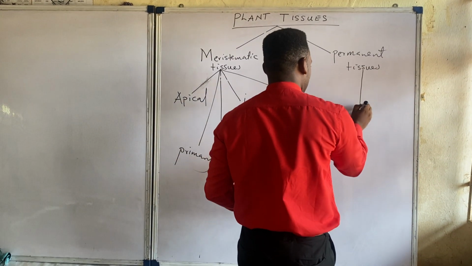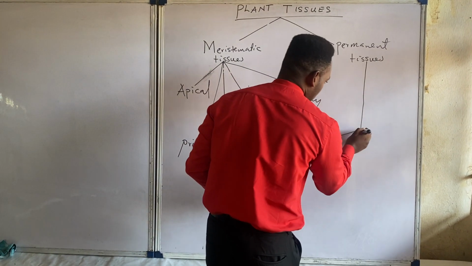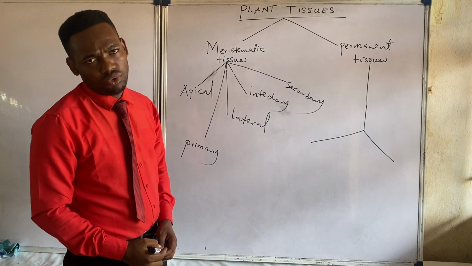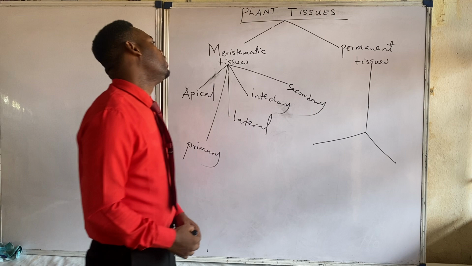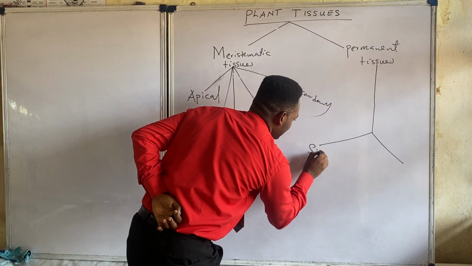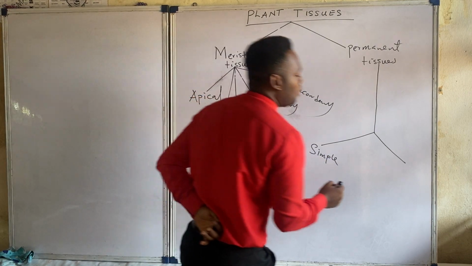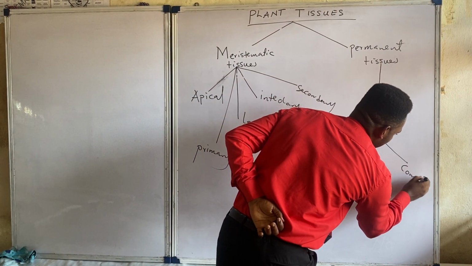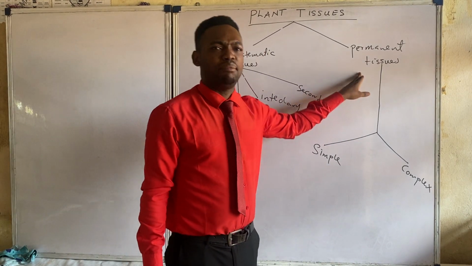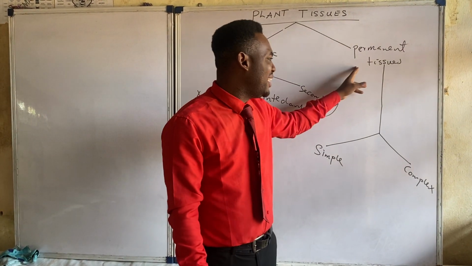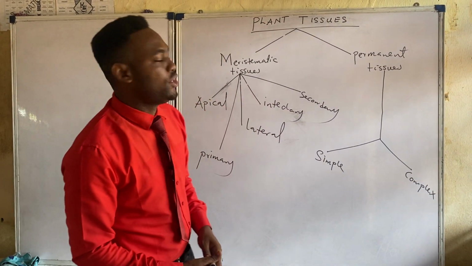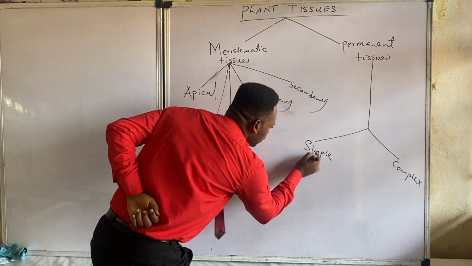Going over to permanent tissues, what and what do we have under the permanent tissues of plants? We have what is called simple, and we'll have complex. So under the permanent tissues in plants, we have simple permanent tissues and what? Complex permanent tissues.